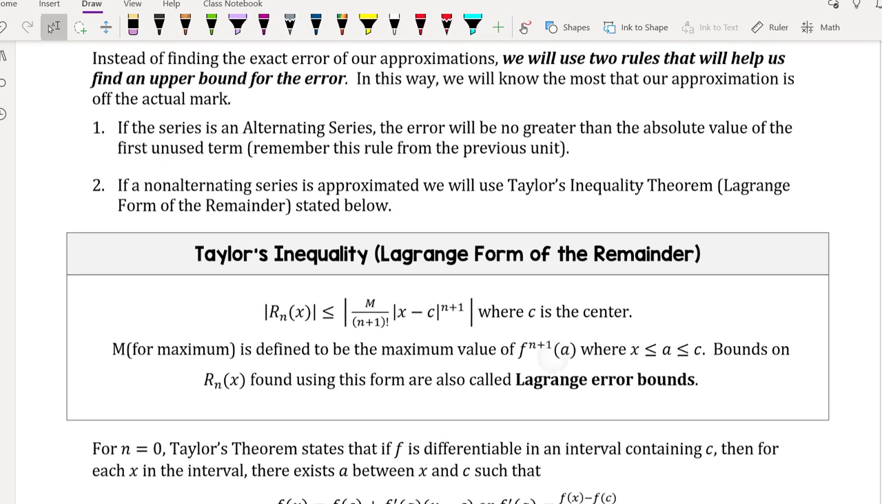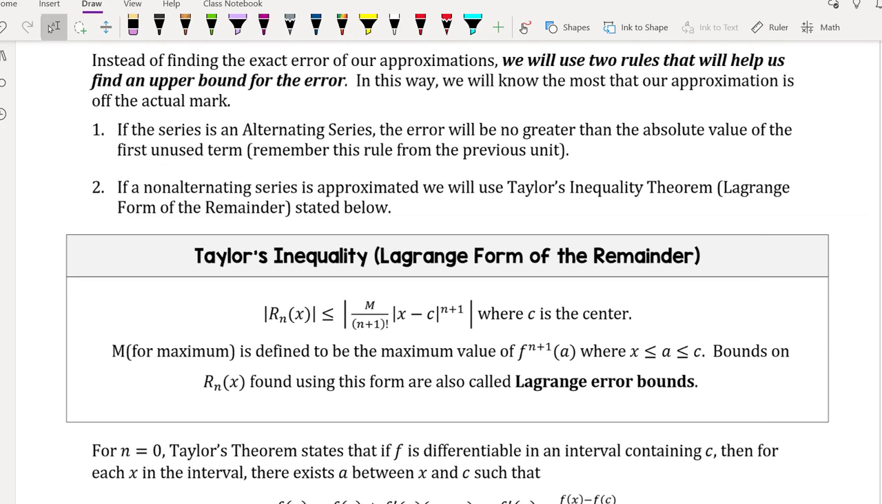So instead of finding the exact error of approximations, we'll use these two rules that will help us find an upper bound for the error. This way we will know the most that our approximation is off. So we've already done this for alternating series. If it's an alternating series, the error will be no greater than the absolute value of the first unused term. You remember that, and that's for our alternating series. It's no greater than the absolute value.